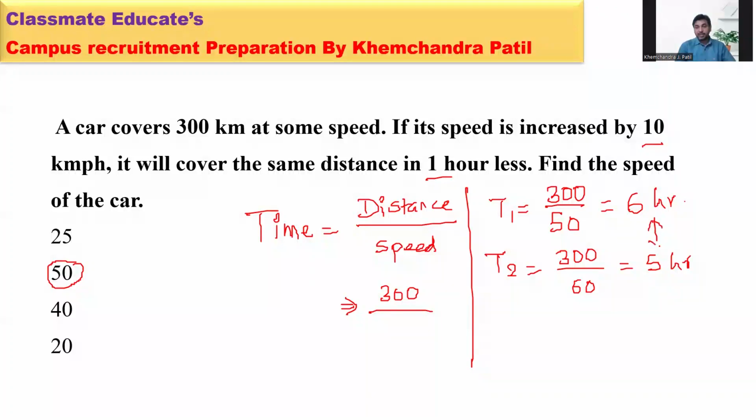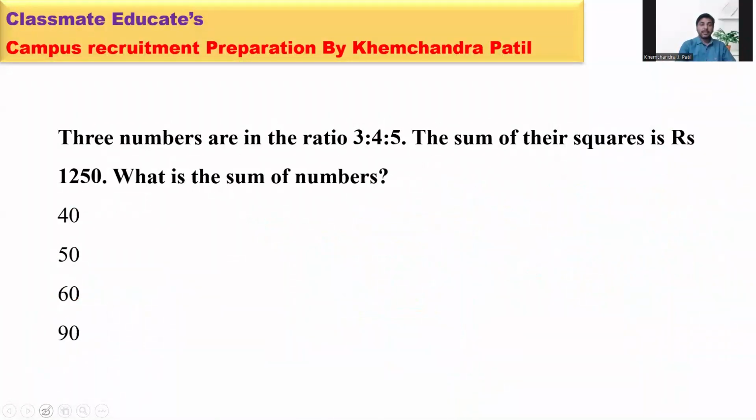Now, the difference between this timing and this timing is 1 hour. That is what we have given. We required 1 hour less. So, that is what given. So, your answer is 50. Okay, so let us go to the next question.